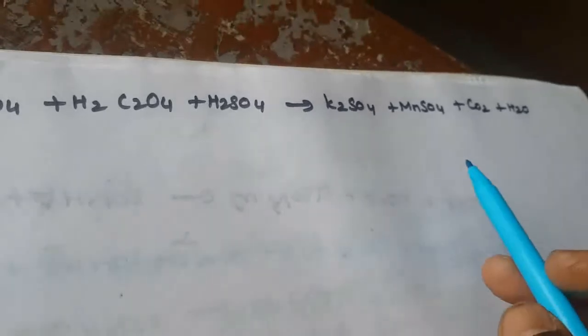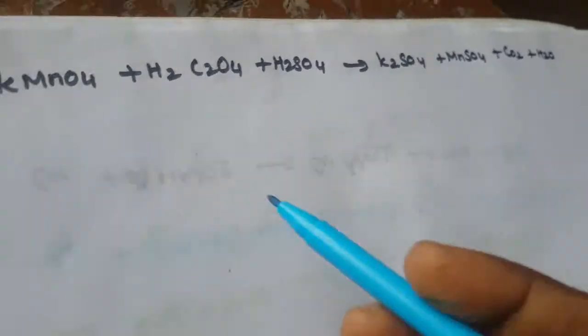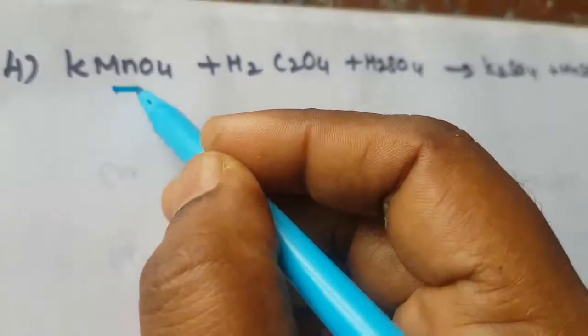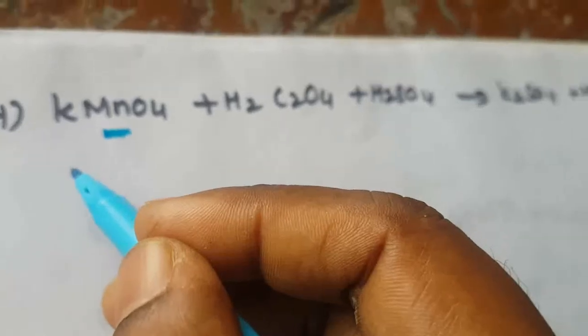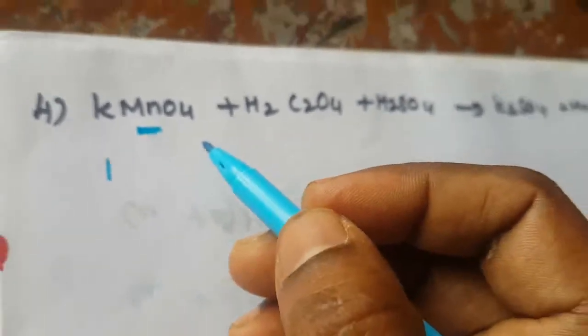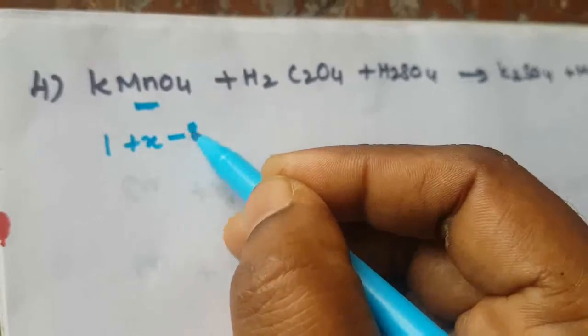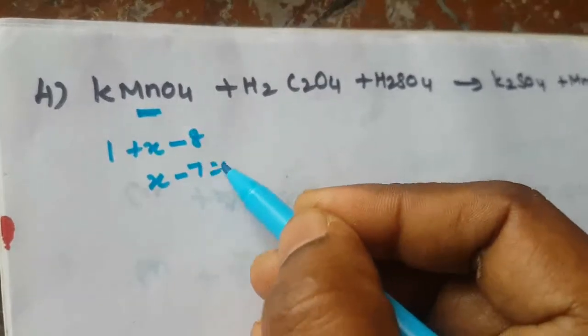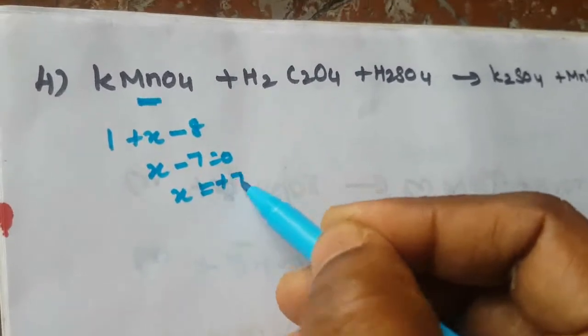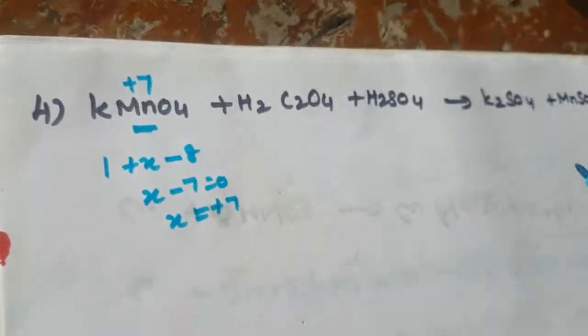H2SO4, K2SO4, MnSO4. First you have to calculate the oxidation number. Mn oxidation number, we already calculated that one. Potassium is 1. The Mn is X, minus 8. So X minus 7 is equal to 0, X is equal to plus 7. Okay, so that is plus 7 oxidation number.